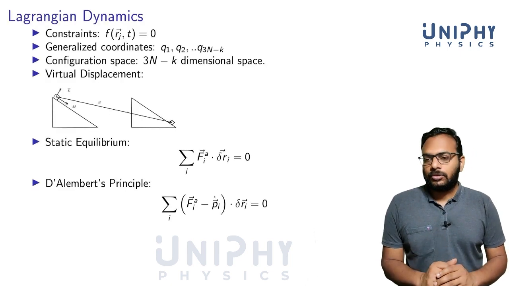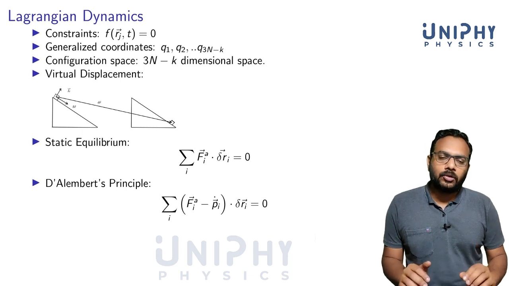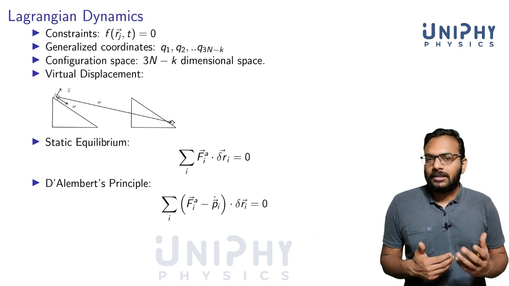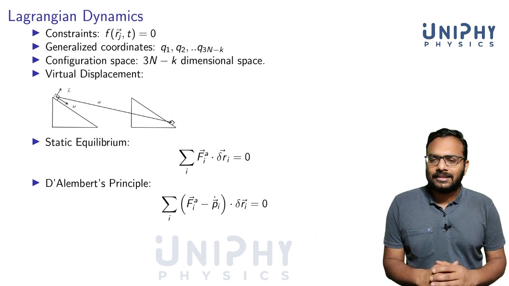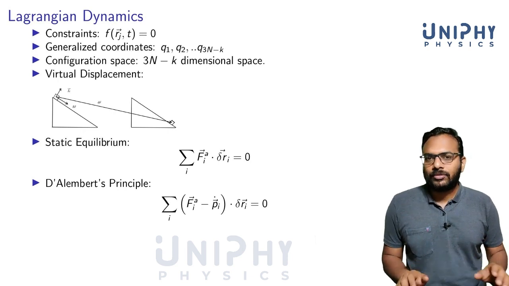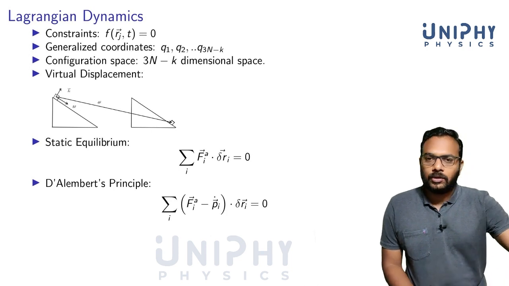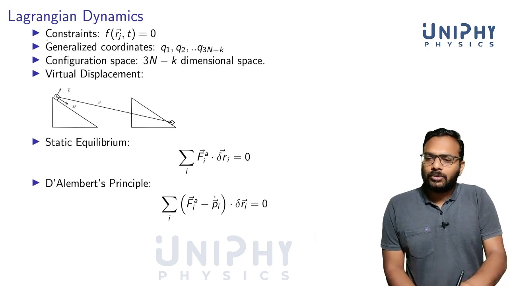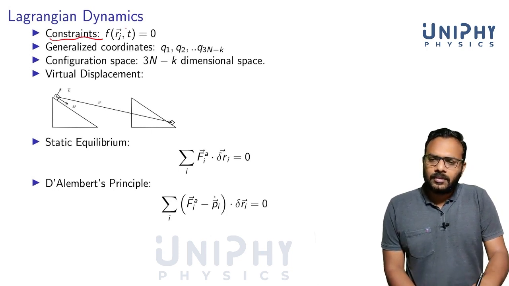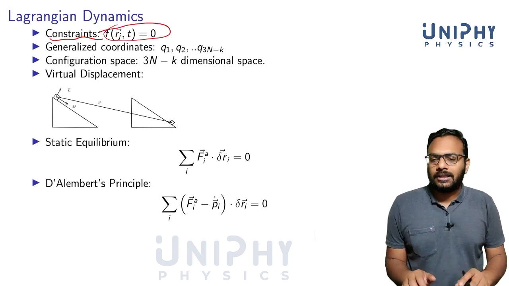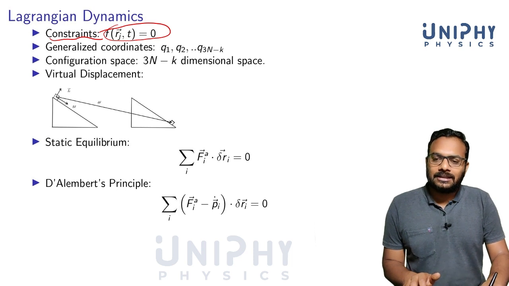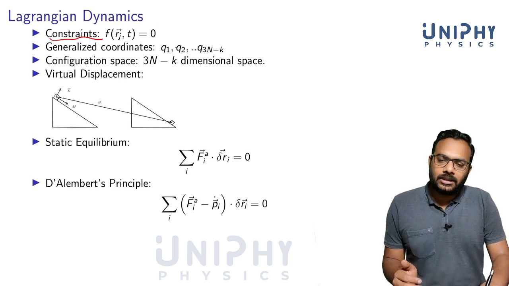Before starting to do problems, of course we will be focusing more on problems and we won't spend much time on derivations or the basic theories, but I would like to revise some of the basic concepts, some of the basic terminology that we'll be using over and over again. So we start with the idea of a constraint. A constraint can be seen as a relationship between coordinates of the system. Right? It's a relation between the coordinates of the system.